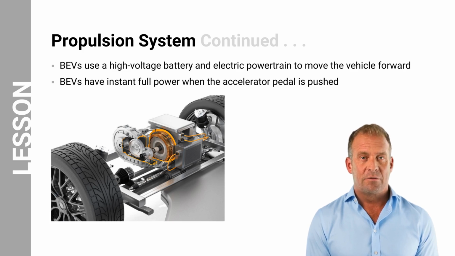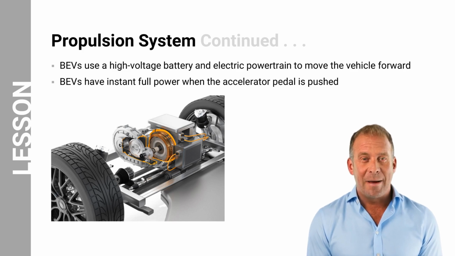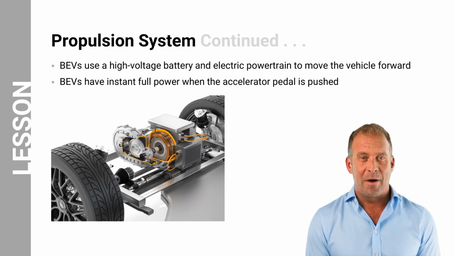This is because the internal combustion engine needs to increase its revolutions per minute, abbreviated as RPM, before it can produce its maximum torque. The instant full power of BEVs is one of the things that makes them so efficient. Because BEVs don't need to build up to their maximum power, they can use less energy to accelerate.